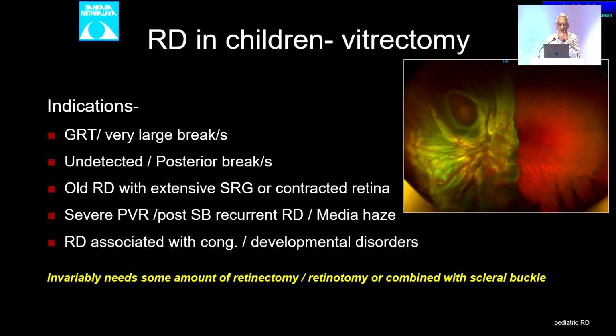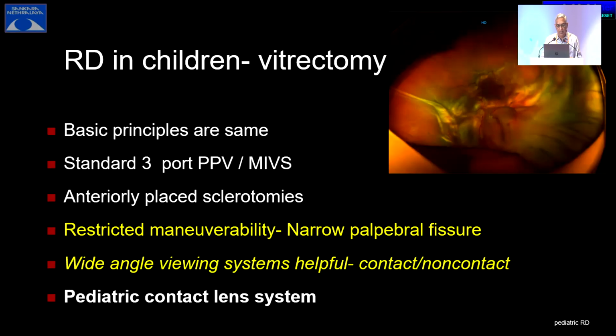Coming to the vitrectomy part, the indications would be giant tear, multiple large breaks, posterior breaks, old detachment with extensive subretinal proliferation and PVR, recurrent detachment after scleral buckling, and of course associated congenital disorders. Invariably they need vitrectomy along with some amount of retinotomy or retinectomy, and generally it is again combined with scleral buckling or an encircling band, because peripheral vitreous cannot be removed, so they need support.